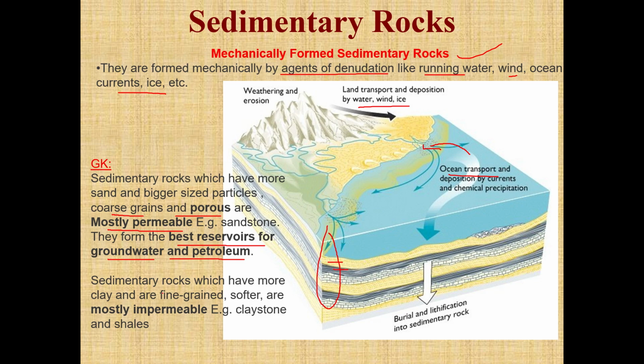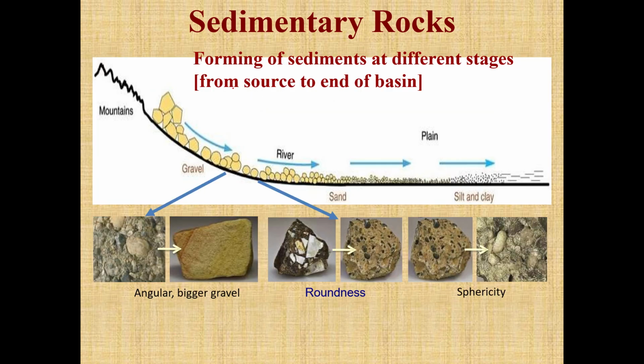Sedimentary rocks which have more clay, very fine grained, are softer and mostly impermeable because their intermolecular space is less. So they will contain less amount of water. They are not much permeable. Sedimentary rocks form from sediments at different stages. Depending on that, mechanically formed sedimentary rocks are classified.